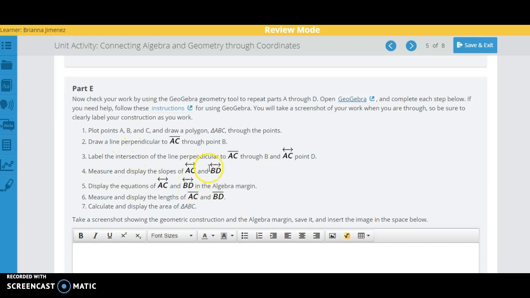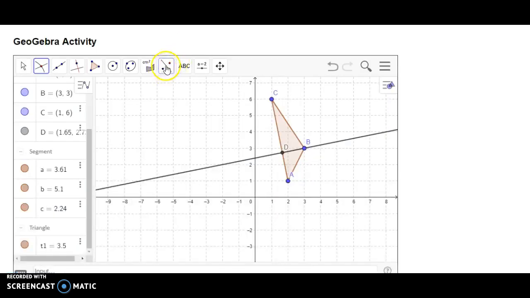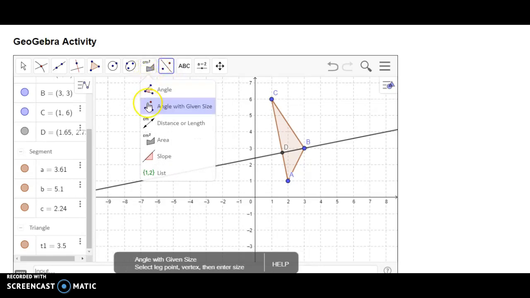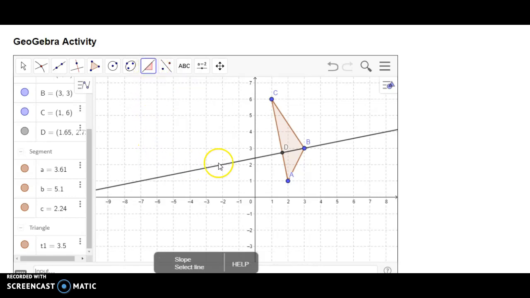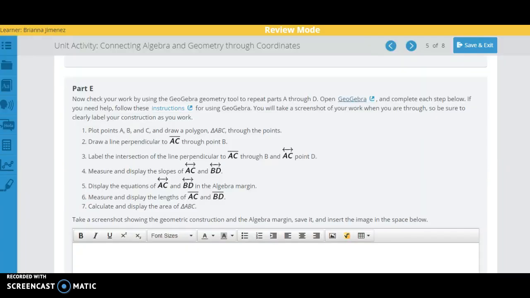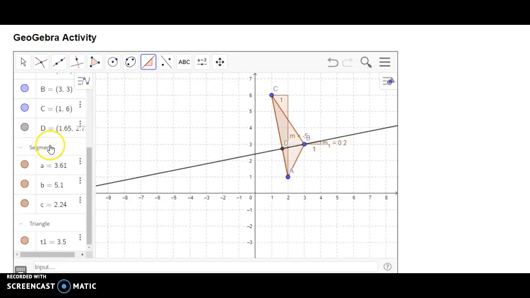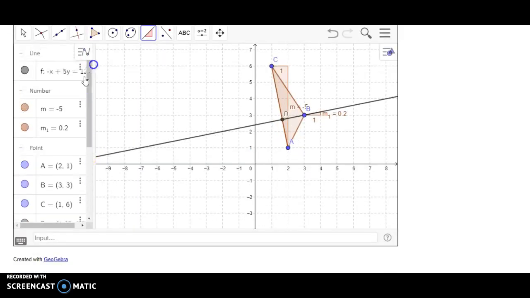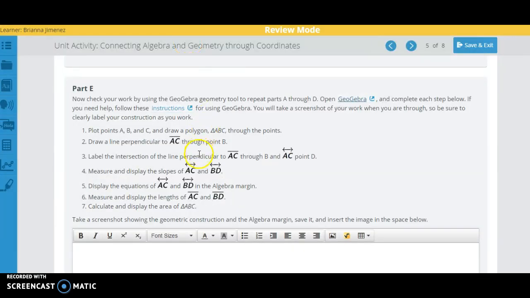Measure and display the slopes of AC and BD. So here, slope of AC, BD, and display the equations in the algebra bar. That should be right here, okay. Okay, measure and display the lengths of AC and BD.